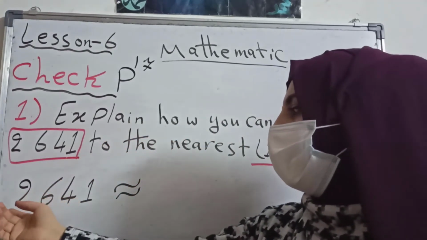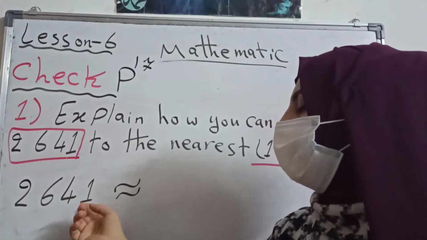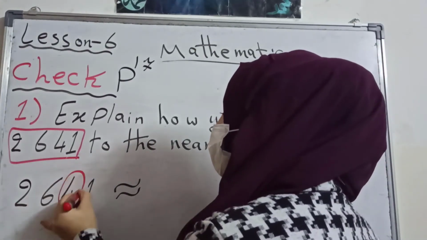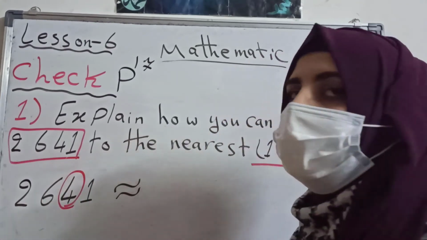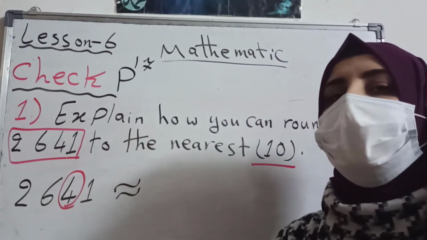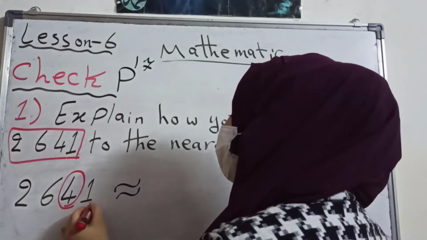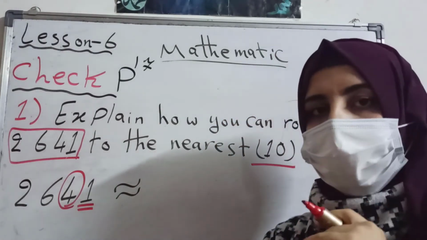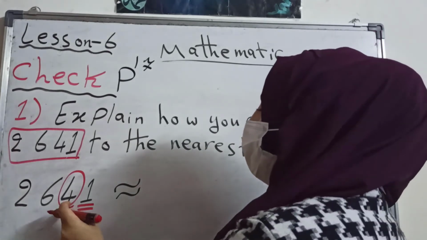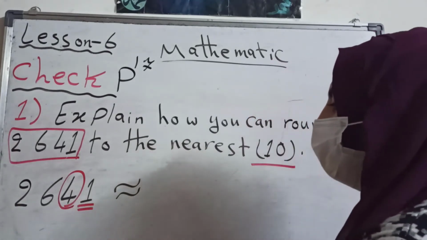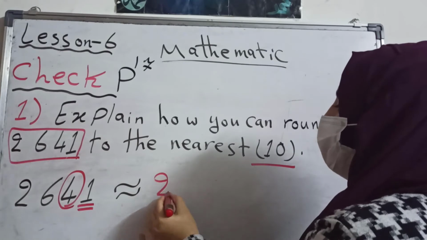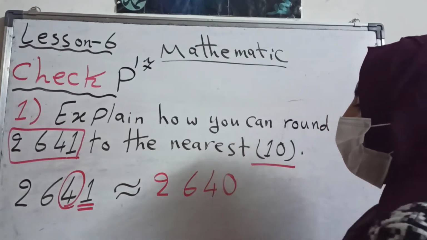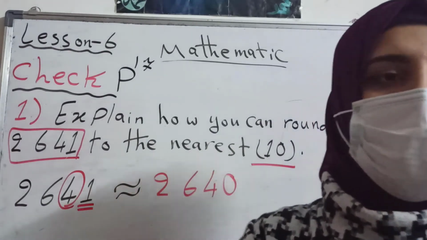We have 2,641. Which one is 10? We have 4 in tens. Then we look at which digit? We read those in the notes. We look at the ones, and we have 1 in ones. It's smaller than 5. Then we have to write this number like itself. Then students, we have to write 2,640 like itself without any changing.